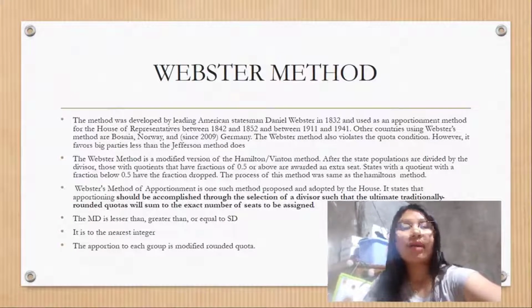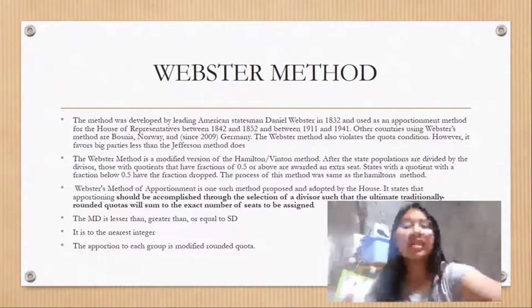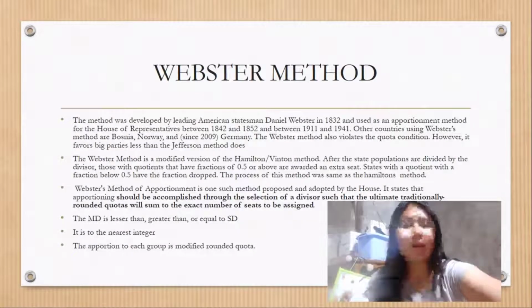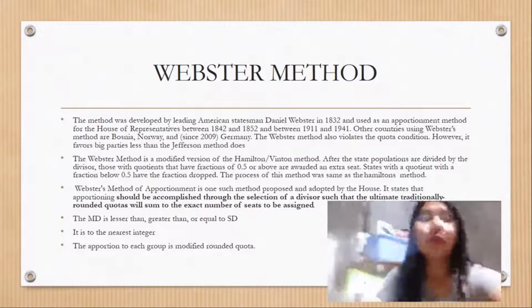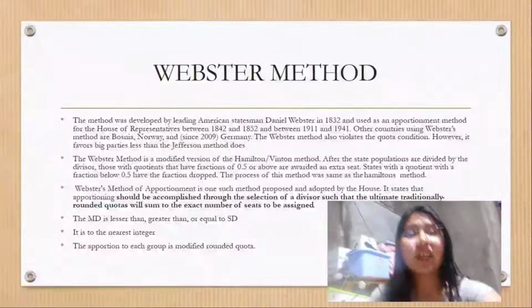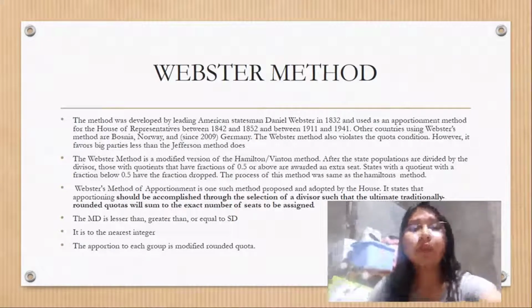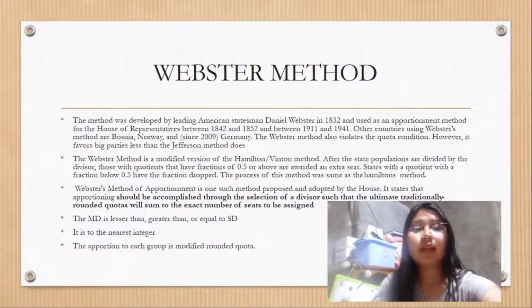So the modified divisor of this method may be lesser than, greater than, or equal to the standard divisor. It is rounded to the nearest integer. So the integer of this method is the nearest. The apportionment to each group is a modified rounded quota.